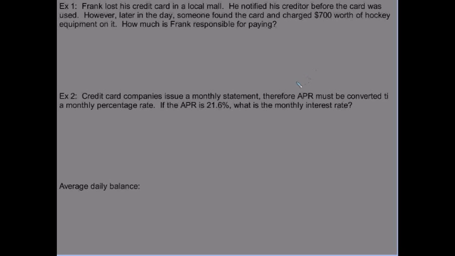Okay, so this is a continuation of our basic ideas of credit cards. These are the examples from section 4, which we were not able to finish on Tuesday.